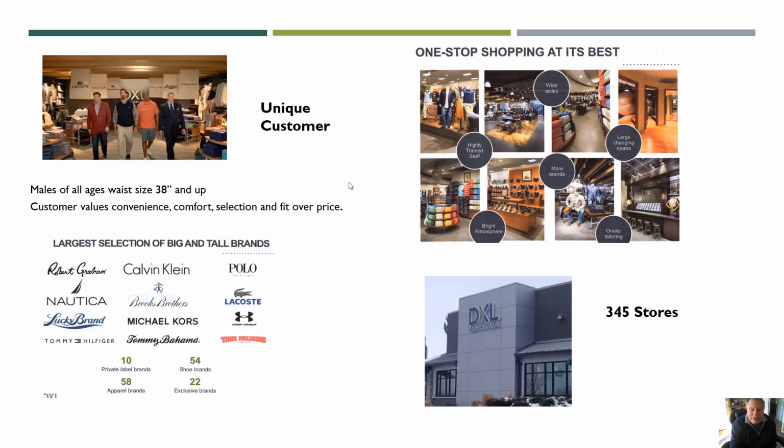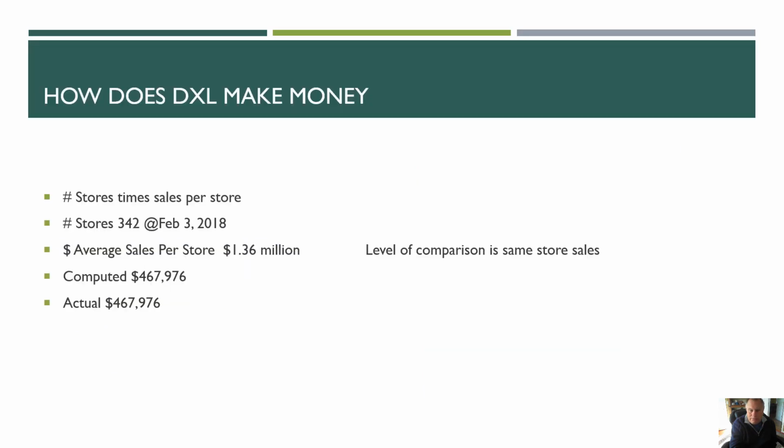I'm trying to communicate visually. Customer values convenience, comfort, selection, and fit over price. This is what makes their business model very unique. Here's their products. And again, it's trying to create an image for you. When we look at the stores, they have wide aisles, large changing rooms, on-site tailoring, more brands, bright atmosphere. So this gives you a picture of who their customer is, what their products are.